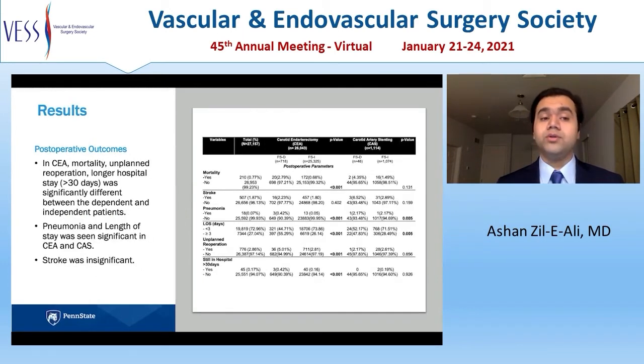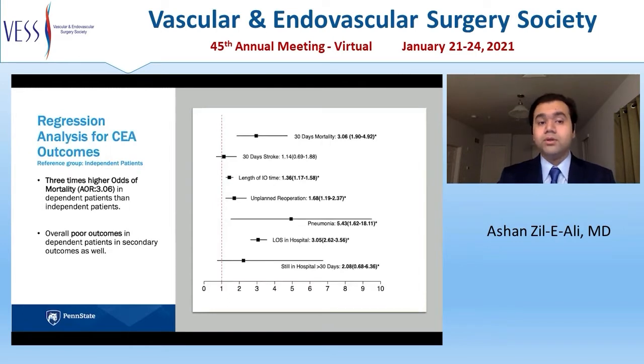We stepped further to look into the postoperative outcomes, and we learned that 30-day mortality was statistically significant in the patients undergoing carotid endarterectomy. We also saw that unplanned reoperation and staying in hospital beyond 30 days were also statistically significant among functionally dependent and independent patients. Pneumonia and length of stay were found to be statistically significant for both groups in carotid endarterectomy and carotid artery stenting. In general, when I say statistically significant, I mean that there is a statistical difference in the patient populations that fall in all these categories. Lastly, in this analysis, we found that stroke was insignificant in both populations.